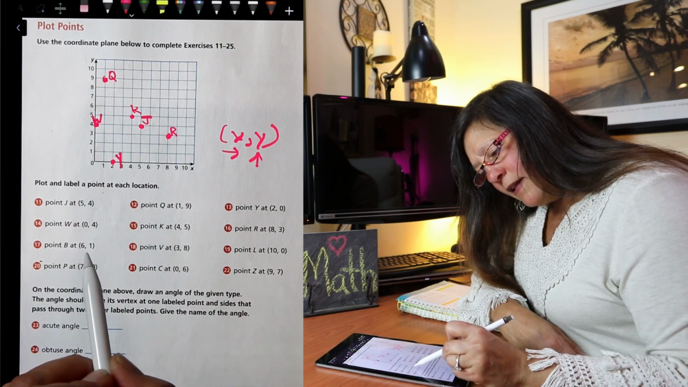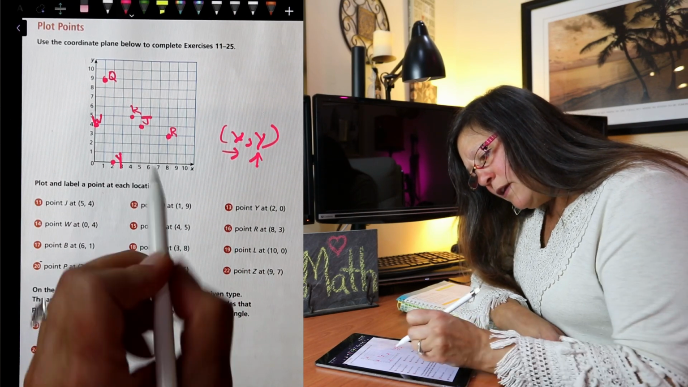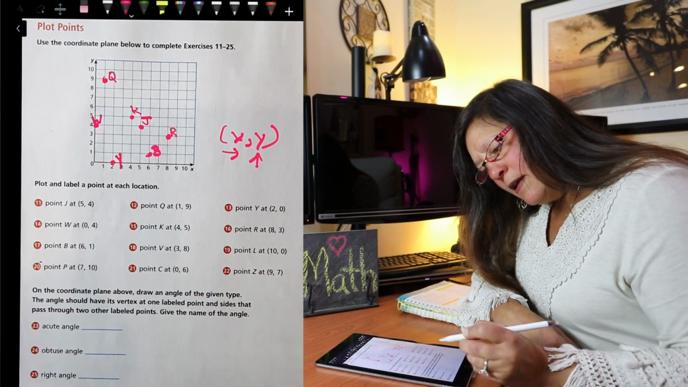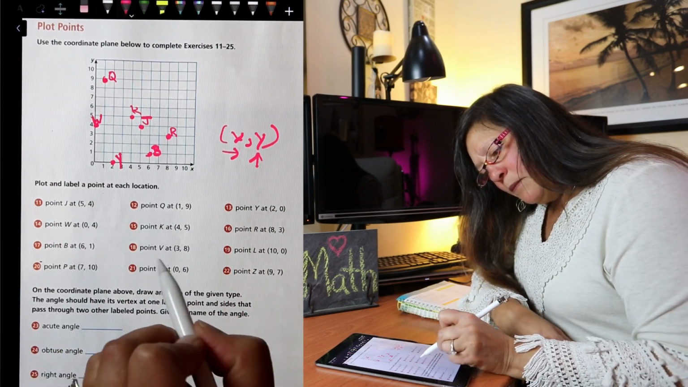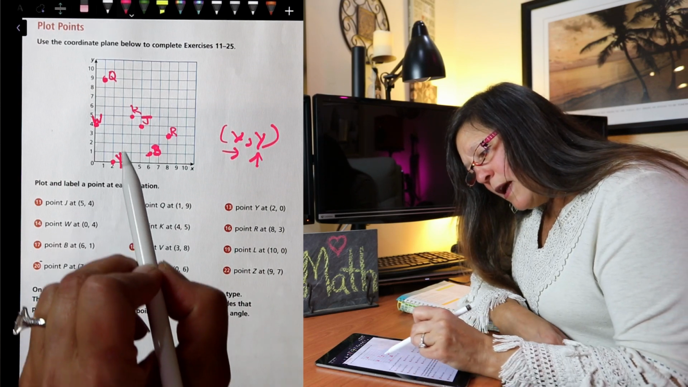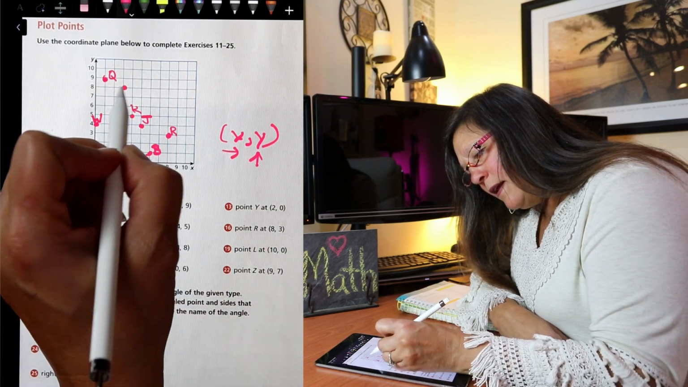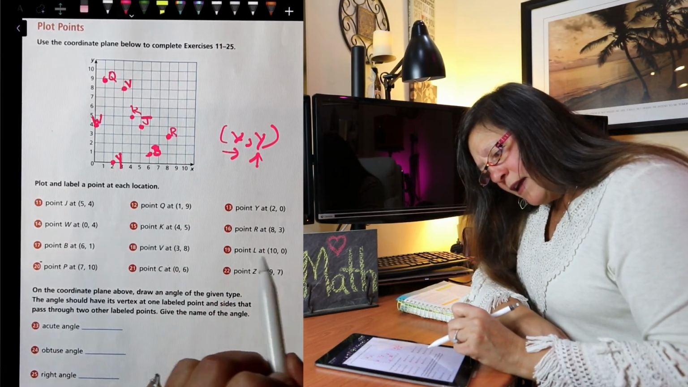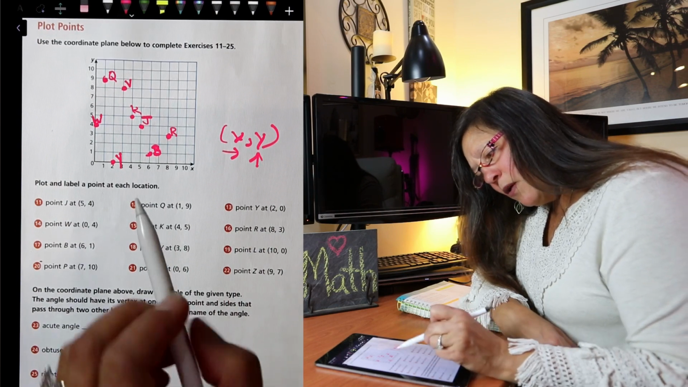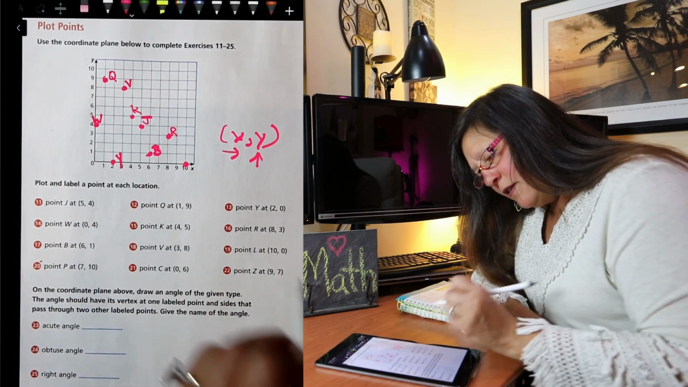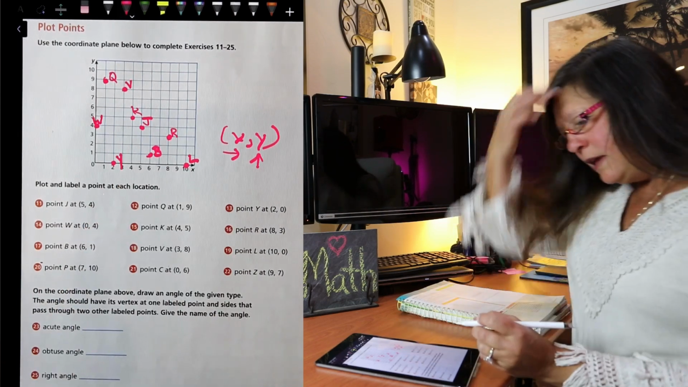17, point B is at 6, 1. Over 6, up 1, and label that B. 18, point V at 3, 8. Over 3, up 8, and that will be labeled V. 19 is point L at 10, 0. Over 10, it doesn't go up at all because of the 0, so that's labeled L.